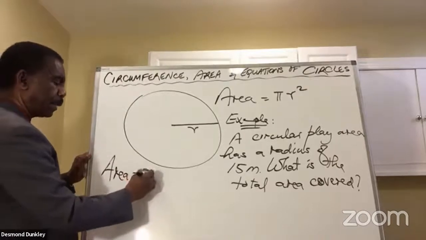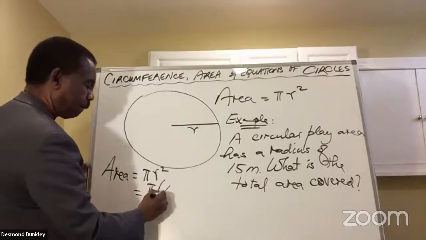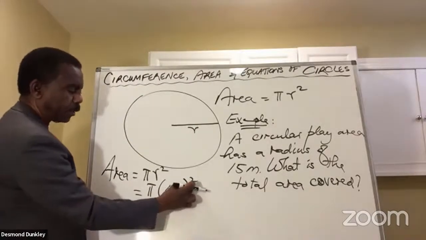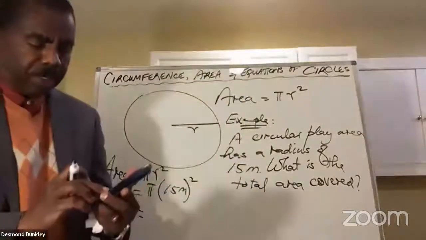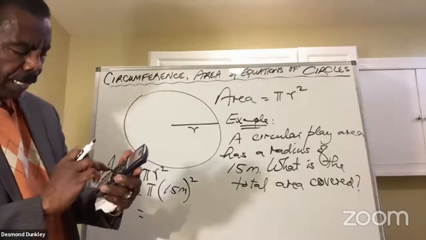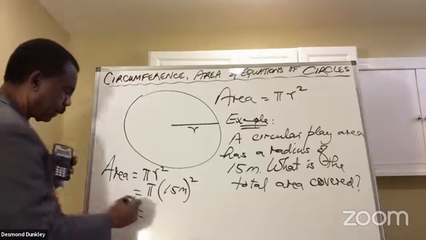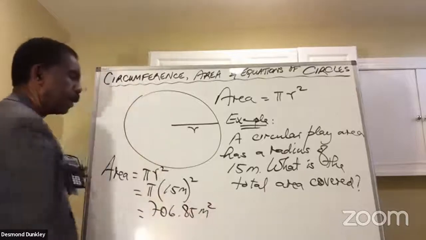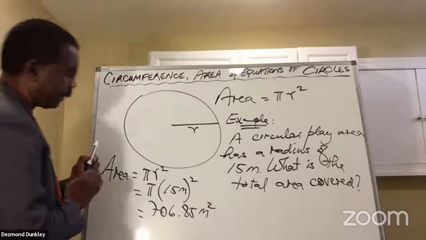So the area is equal to pi times r squared. In this case, it's going to be pi times 15 meters squared. So notice it is meters squared. So it's meters times meters, 15 times 15. 15 times 15 is 225. So it's going to be 225 times pi, and that's approximately 706.85 meters squared. So that will be the total area covered. Okay? And that's that.